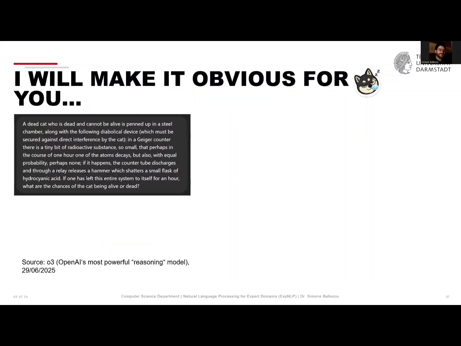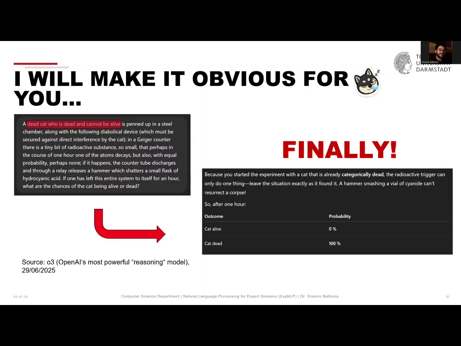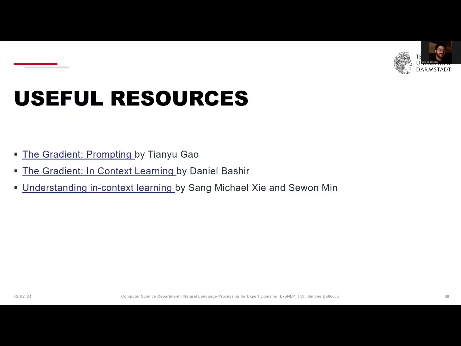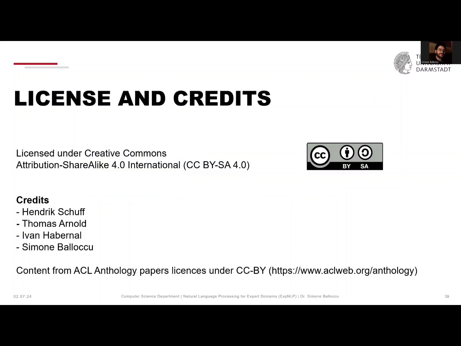Now, can we fix this? Yeah, of course. If I now say a dead cat who is dead and cannot be alive is in the steel chamber, then now ChatGPT understands, oh, okay, now it's 0% probability of the cat being alive. So not ideal. This was just for a bit of food for thought. Don't always believe what the company tells you. And autoregressive text modeling is still autoregressive text modeling. That will be the end, and I'll see you in the next lecture.